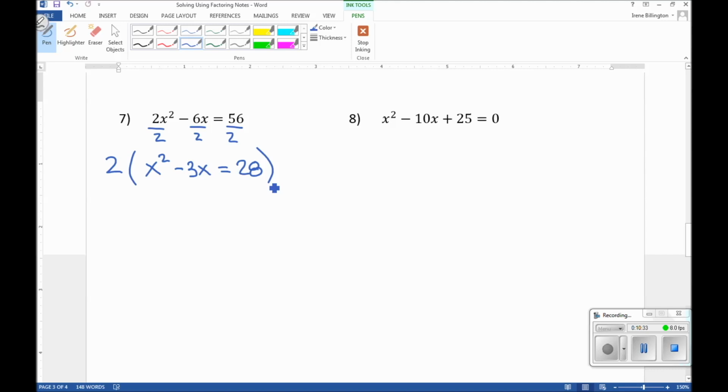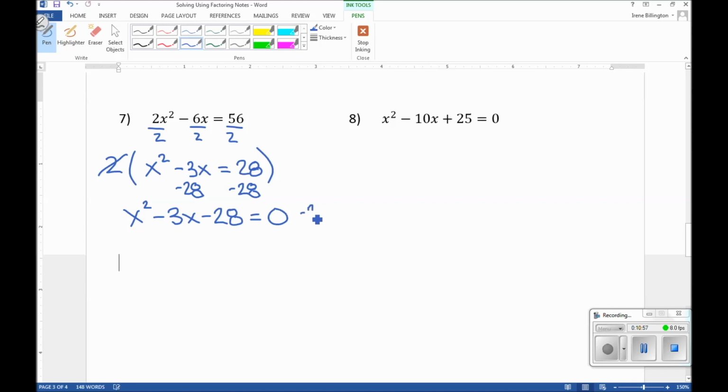Okay, now that I've taken my GCF out, you'll notice that GCF doesn't have any sort of variable attached to it. It's just a number. We can ignore it from now on, okay? So our equation must equal 0, so we need to subtract the 28 from each side. X squared minus 3x minus 28 equals 0.